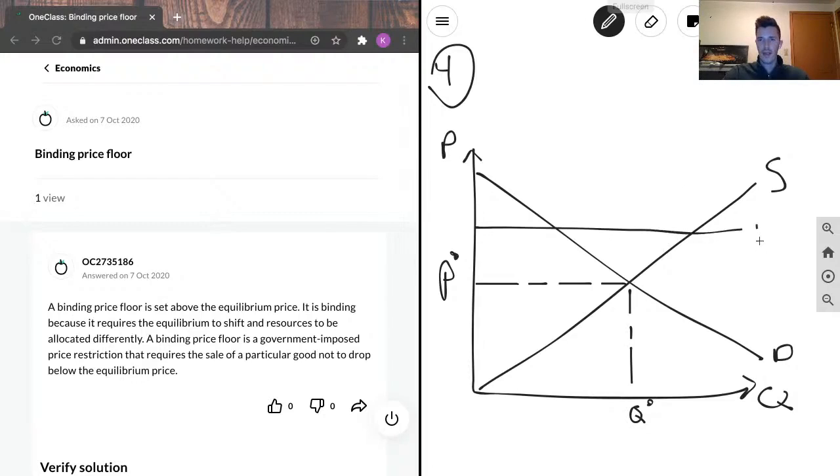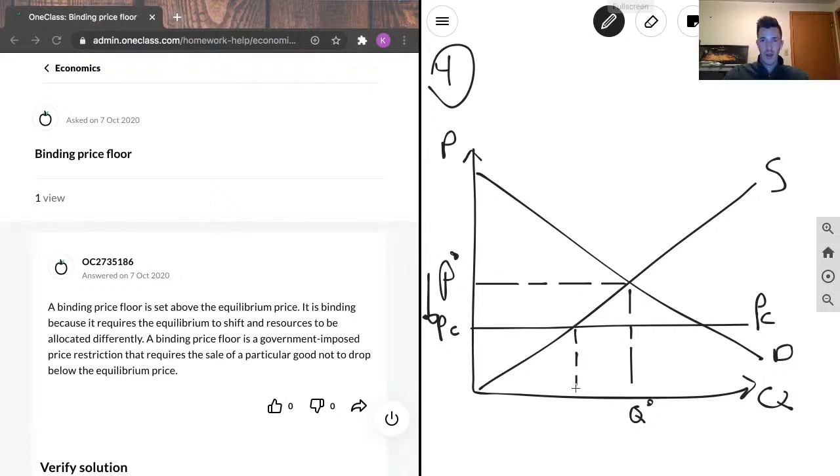So if we were to set a price ceiling up here, we can see that the price is already below that, and as a result, the price ceiling is not going to have any effect. So for a price ceiling to be binding, it must be set below the equilibrium level. The equilibrium level would have been P star, but because we've imposed a price ceiling that is below, it drops to PC.